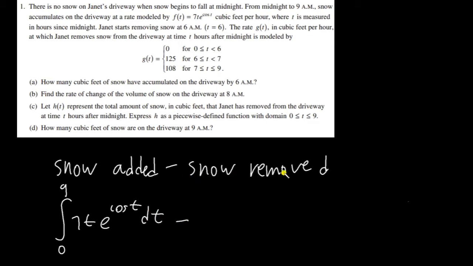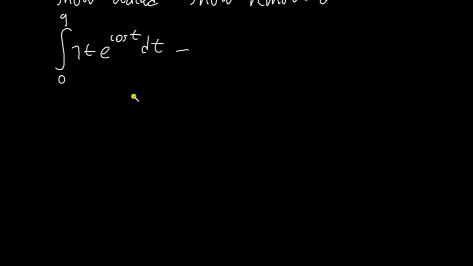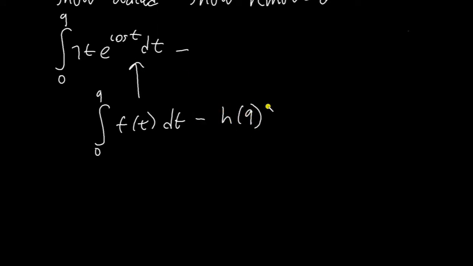Minus, and then, well, okay, the snow removed. How much snow did she remove? Well, that's going to be h of t from part C. That's going to be h of 9. I'll actually write this. It's going to be the integral from 0 to 9 of f of t dt. That's this part, minus h of 9. Remember, h of t tells us the total amount of snow that she's removed at a certain time t.